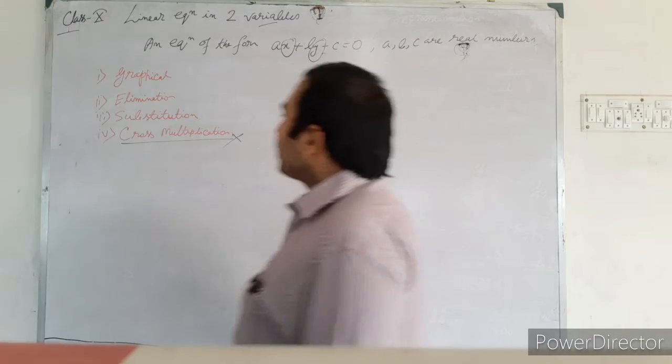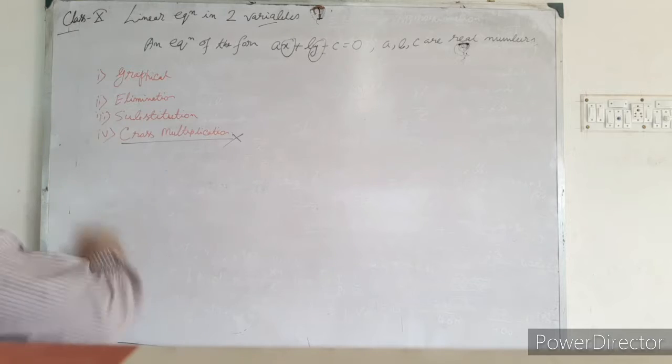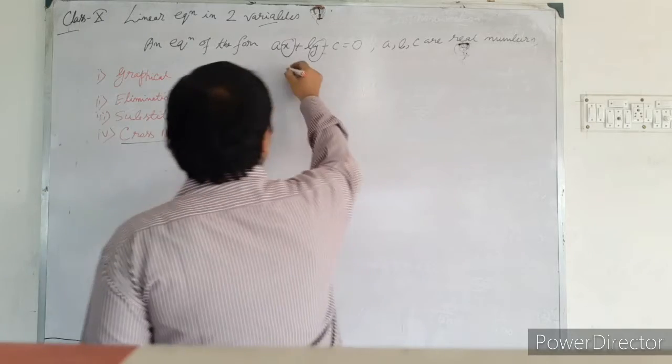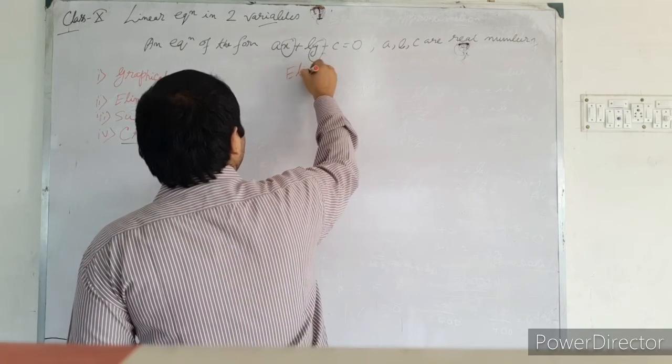Now, first of all, graphical method I will do at the graph board after some days, or today also we can do if the graph board is available over there, I don't know. So first of all we will do the elimination method. Actually I will give the examples of each and every method. One example I will give, then you can understand. So elimination method, at first we will do the elimination method.